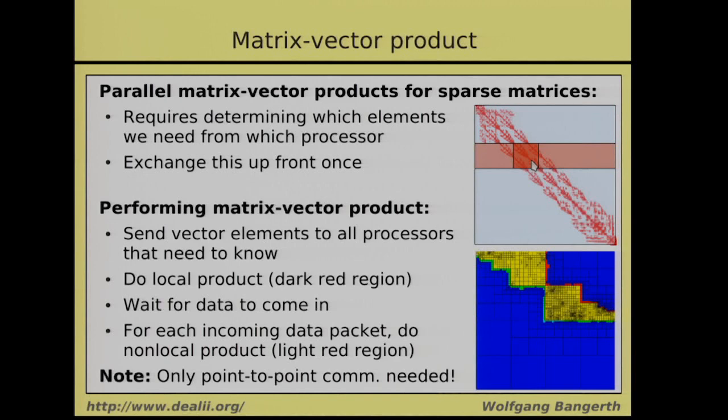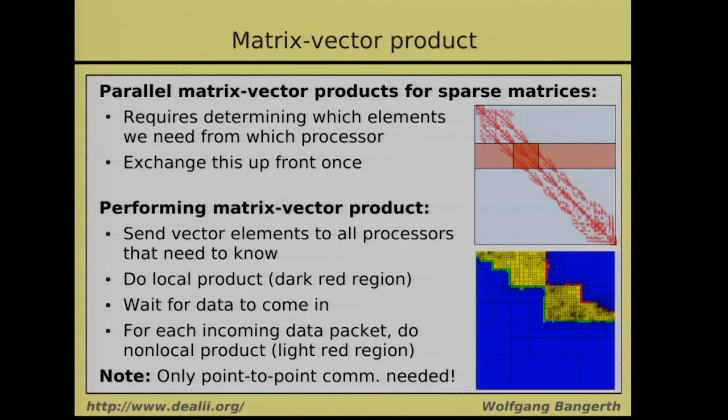And then I'm going to wait for the processors that send me these entries, and every time I get a few entries from one of the other processors, I can do the corresponding matrix vector product with these entries until I have gotten all of the data packets from others, and I have finished doing my dot product with all of these rows and filled the right-hand side vector. Okay, so this is how we implement this, and you see that it only requires point-to-point communication.